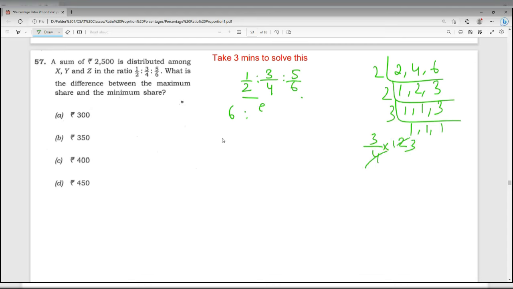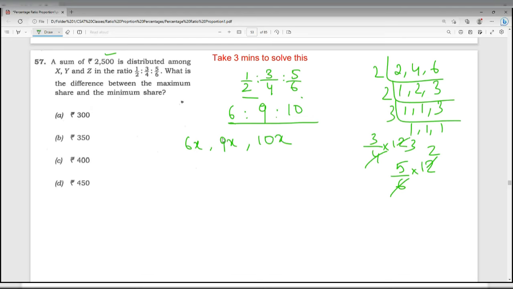This is 9. And this is 5 by 6 into 12. This is 10. So we have to share this 2500 among X, Y, Z in the ratio of 6:9:10. And this is the same as this ratio because we have multiplied with the same number across those proportions. So we can take this as 6x, 9x, and 10x.